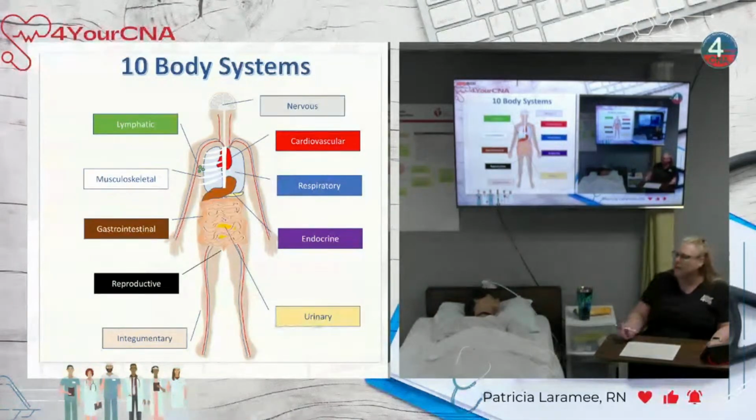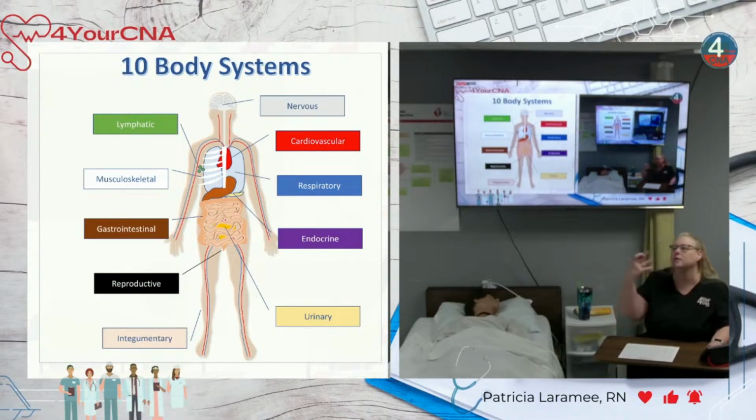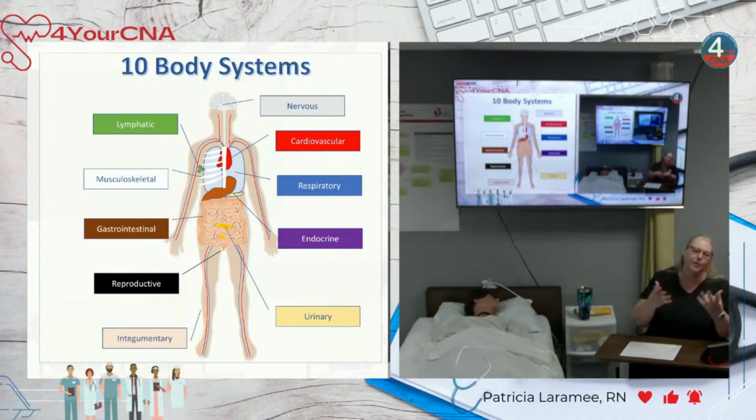So there's 10 major body systems. We kind of group them together. But the thing that most people don't really understand about this, I mean, we know that our lungs breathe. We know that our stomach digests. We know that our bladder holds urine. We know the basics here. That's not really what this is about.